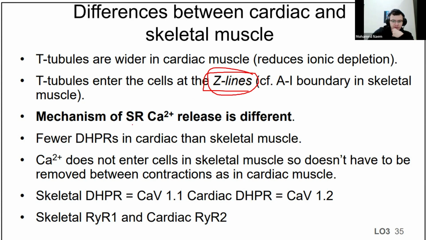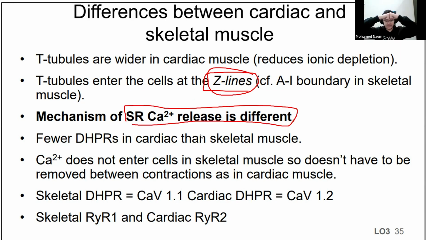The mechanism of the SR calcium release is different. Why is it different? Because there's no physical interaction. Remember, in skeletal muscle there's literally a physical interaction between the DHPR and the ryanodine receptor. Here, we don't have physical interaction. That's why it's different. There are fewer DHPR in the cardiac muscle. Yeah, we said this, that there's a lower amount. We talked about this too.